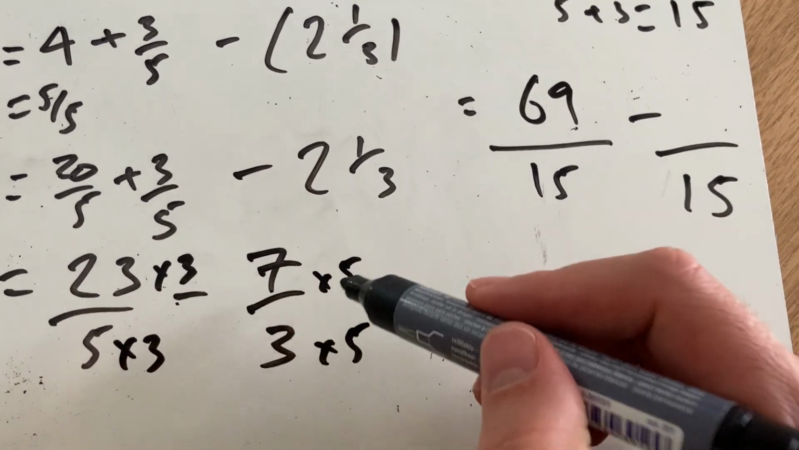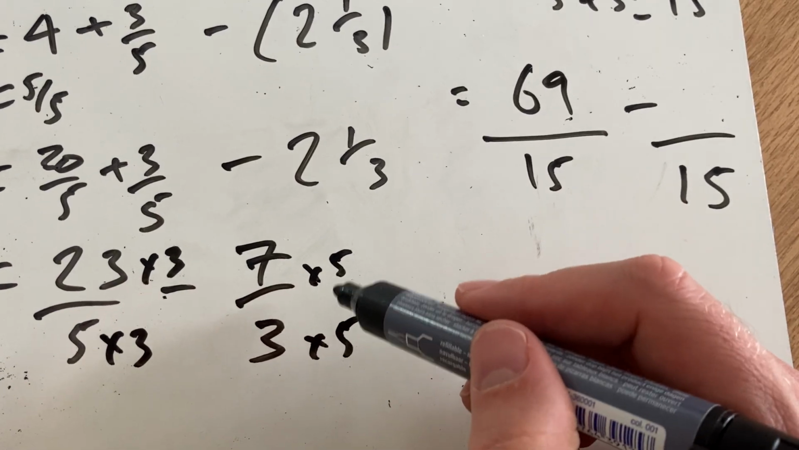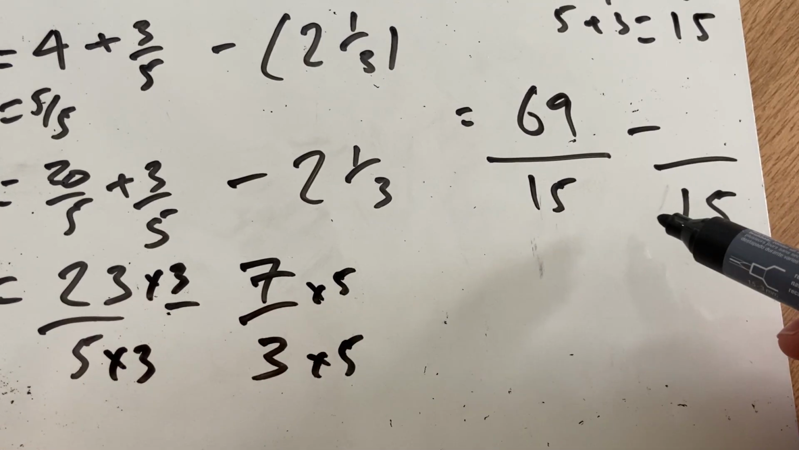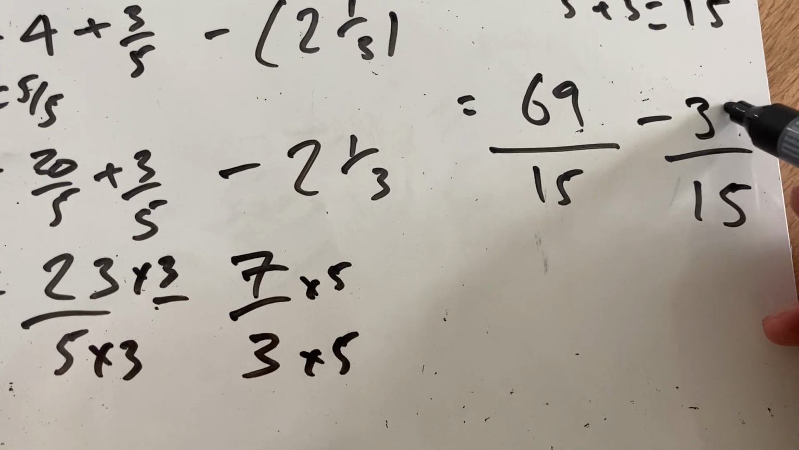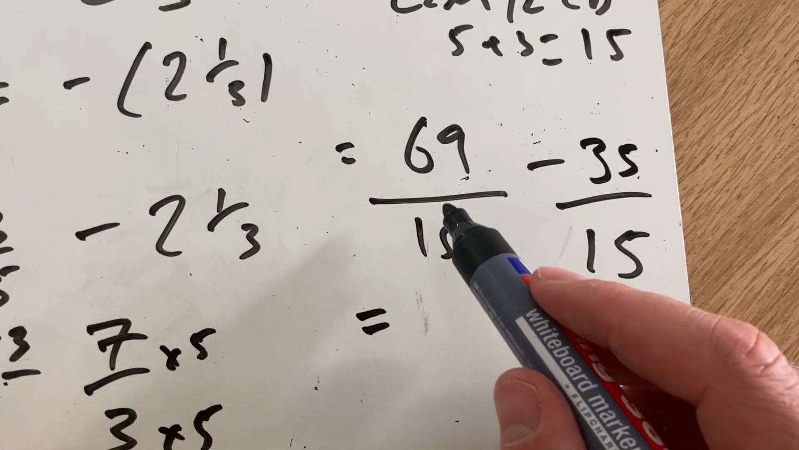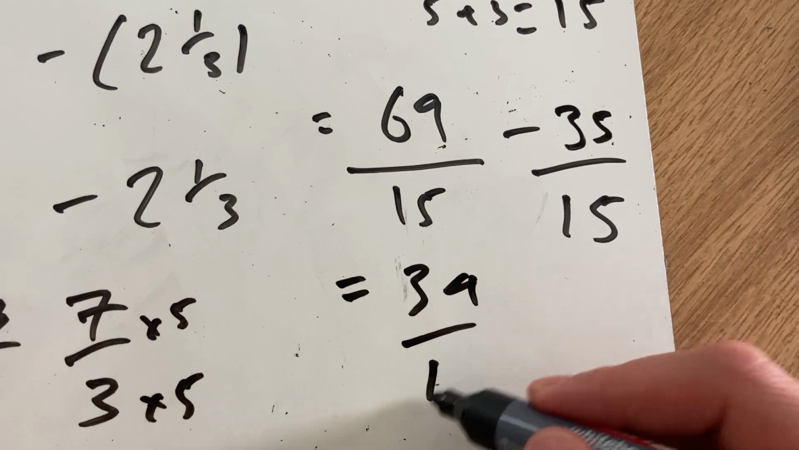Okay. I don't change it if I'm timesing by something divided by itself. I haven't actually changed the number, but I'm making them equivalent fractions. So do have a look at these shorts on equivalent fractions and I get 35. So now I've got 69 minus 35 over 15, which is 34 over 15.